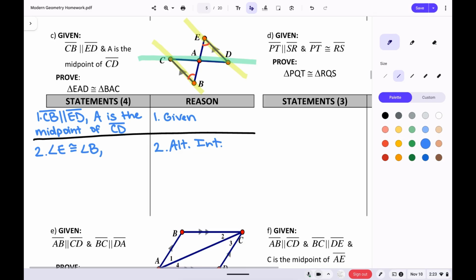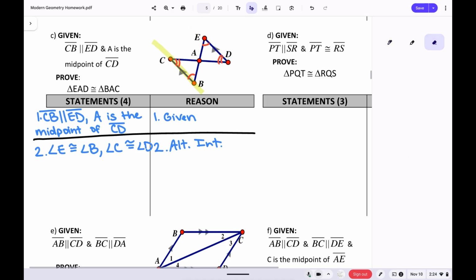It'd be C and D this time. So I could say angle C is congruent to angle D, still because of alternate interior. I'm just going to keep that on the same line because they're the same kind of angle pair, so I don't need to rewrite that reason. And then up here, I'm going to go ahead and mark that C and D.